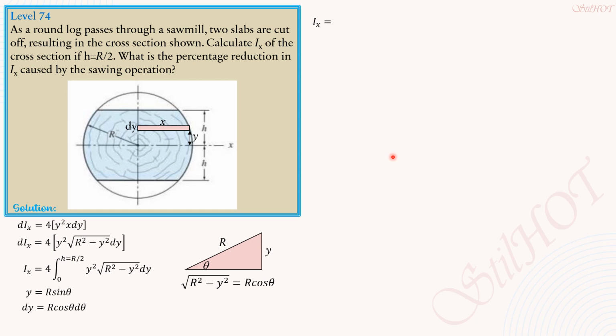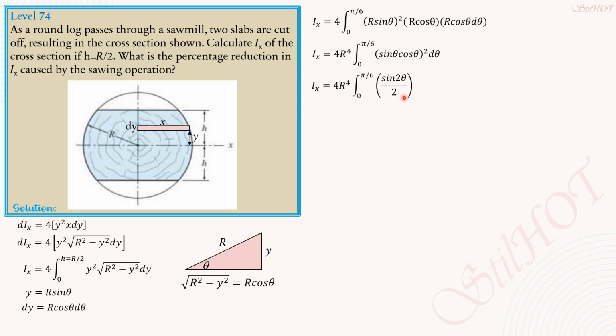So Ix therefore is equal to 4 times the integral from 0 to pi over 6 of y, which is r sine theta, quantity squared. This is r cosine theta, and dy is also r cosine theta d theta. So Ix is 4 r to the fourth integral from 0 to pi over 6 of sine theta cosine theta quantity squared differential theta. From trigonometry, sine theta cosine theta is sine 2 theta over 2. So Ix is 4 r to the fourth integral 0 to pi over 6 of sine 2 theta over 2 quantity squared differential theta.